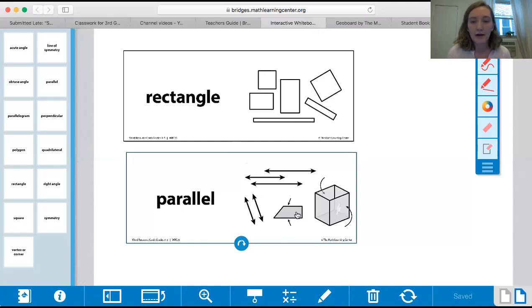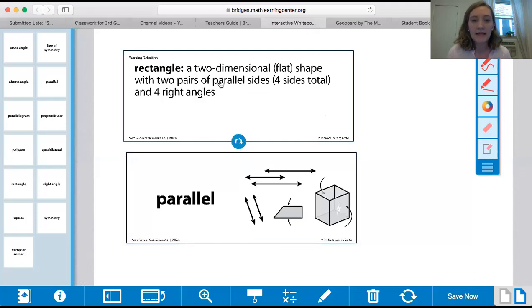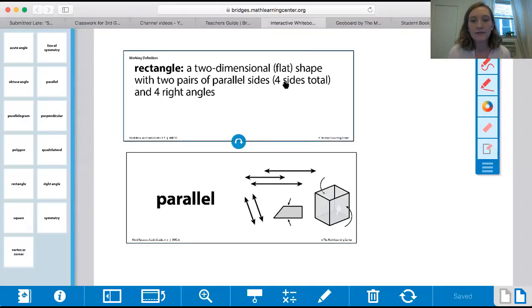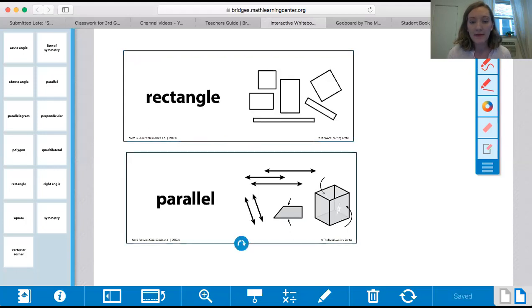Let's look back at our definition now. A rectangle is flat and it has 2 pairs of parallel sides, which means it has 4 sides total, right? This is not a rectangle right now, but if I add more rubber bands like before, and I have 4 sides, let's count them. 1, 2, 3, 4. Now I have a rectangle. 4 sides, and it has 4 right angles. Let's talk about that.